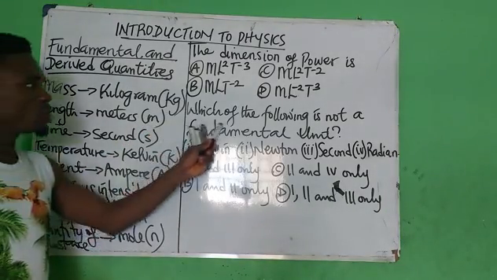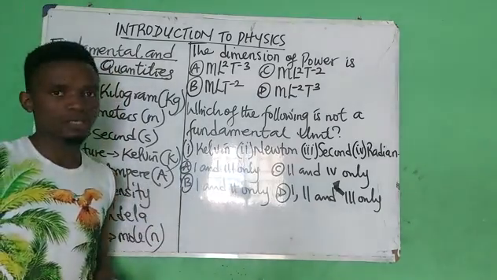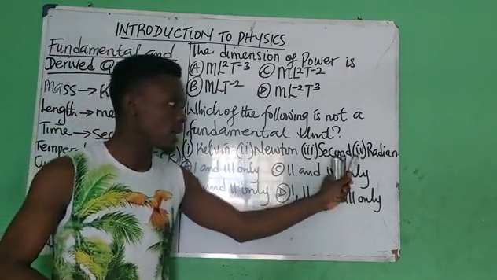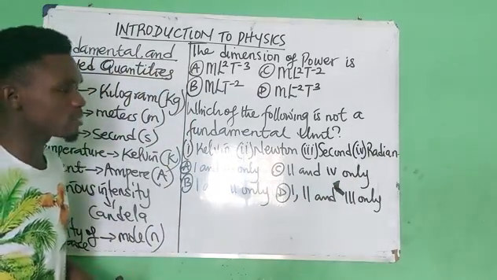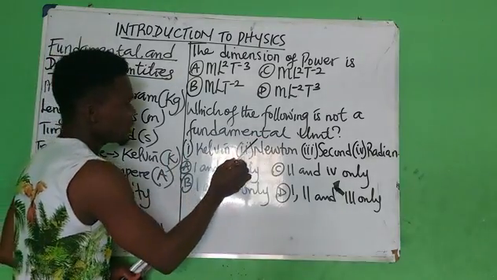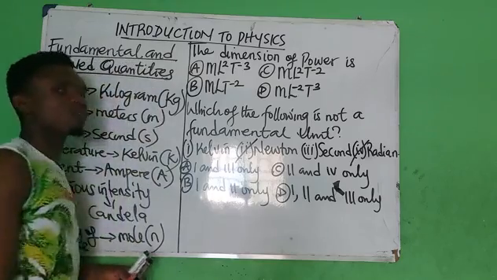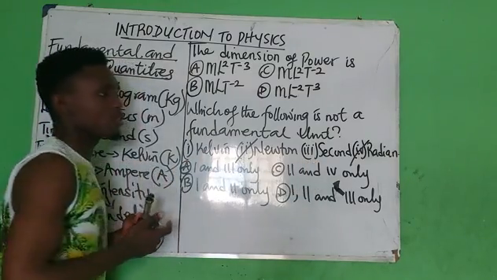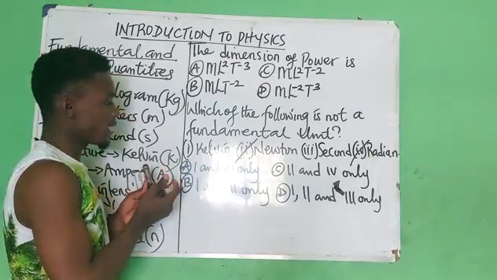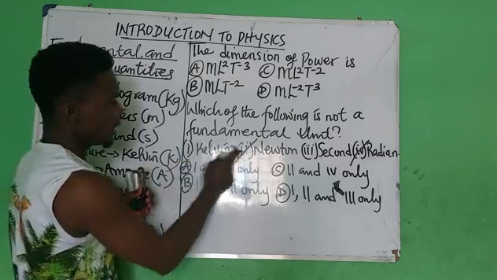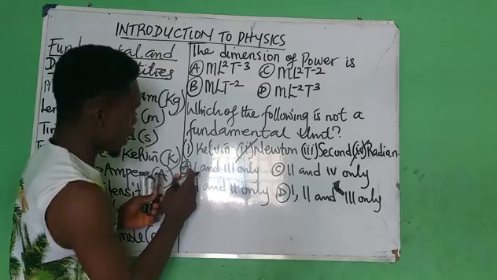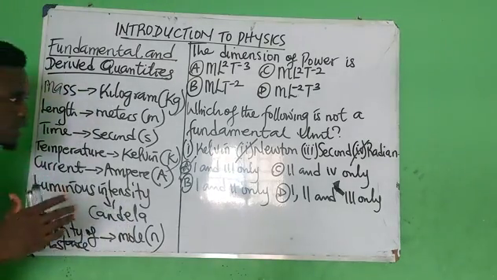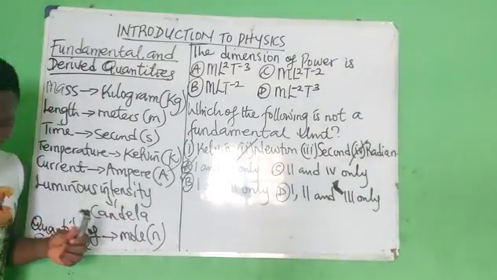Let's answer this question. Which of the following is not a fundamental unit? They gave I Kelvin, II Newton, III second, and IV radian. Please, please, and please. Newton and radian are not fundamental quantities. According to the information given, Kelvin and second are the only fundamental quantities we have here. So which means that the answer to this question is I and III. So A becomes the answer. Please, we are done with that. So these are examples of fundamental quantities.